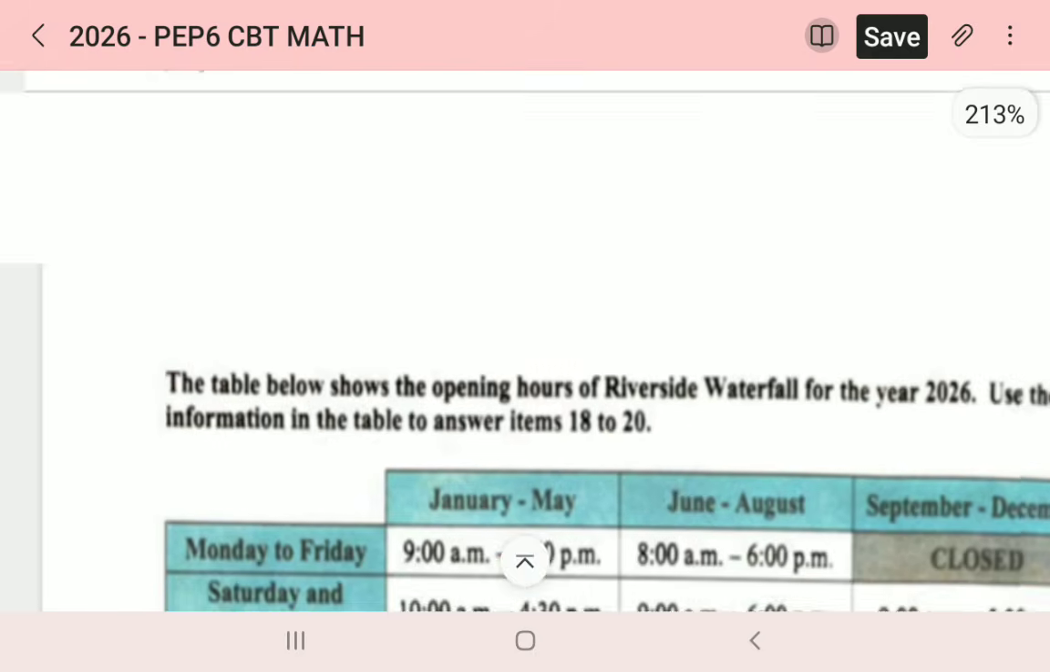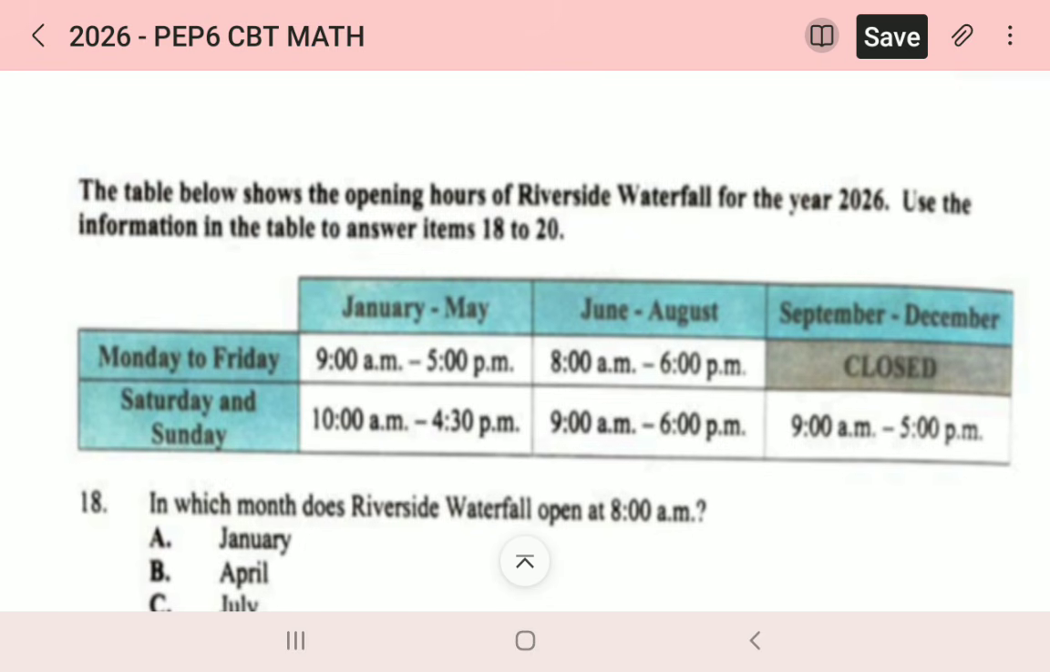All right. Let's move on to, remember I'm going fast, 18 to 20. Let me know how I'm doing so far, and if you think you've gotten all those correct on the exam, or if you're working along with me, am I going too fast, too slow, or just right? The table below shows the opening hours of Riverside Waterfall for the year 2026. Use this information in the table to answer items 18 to 20.